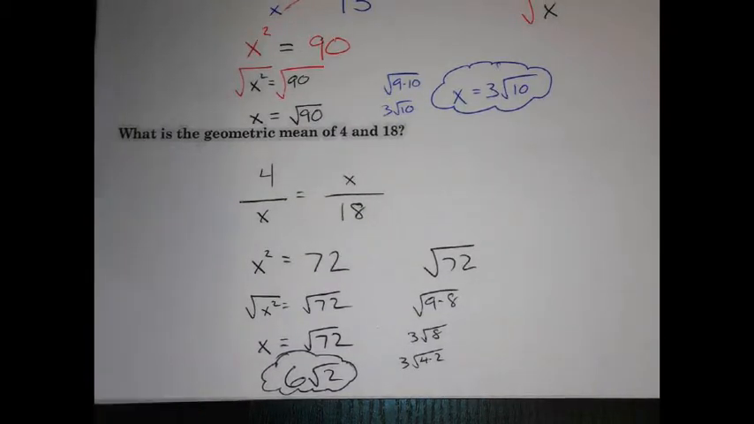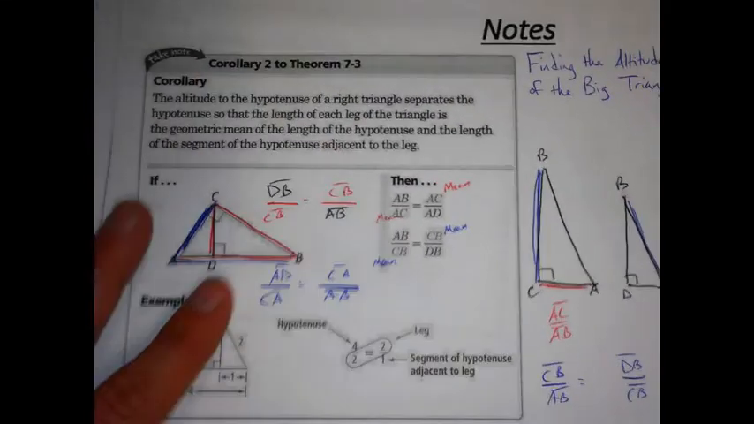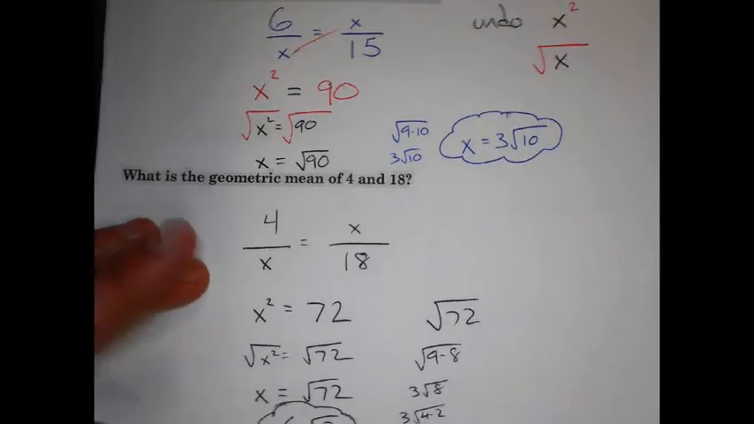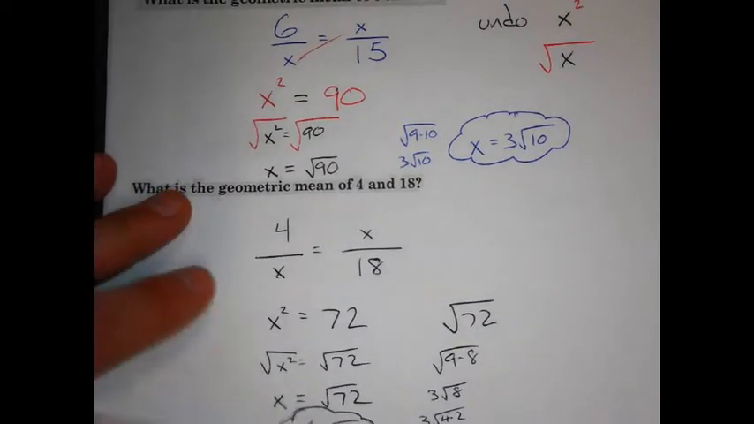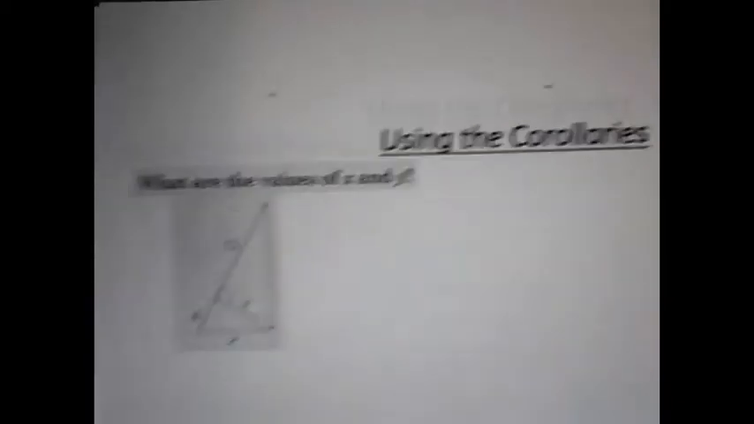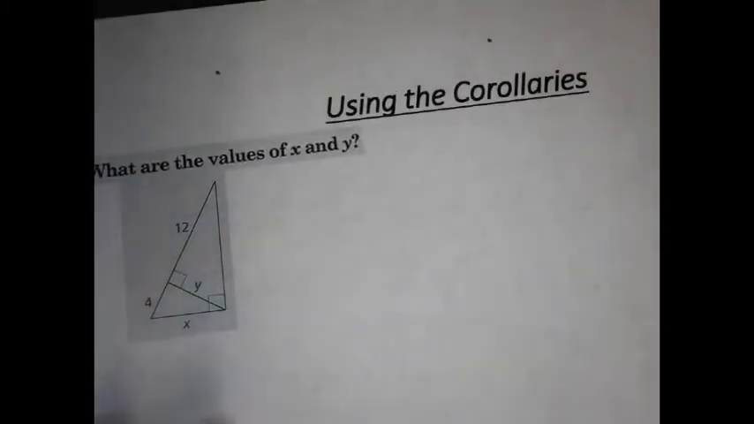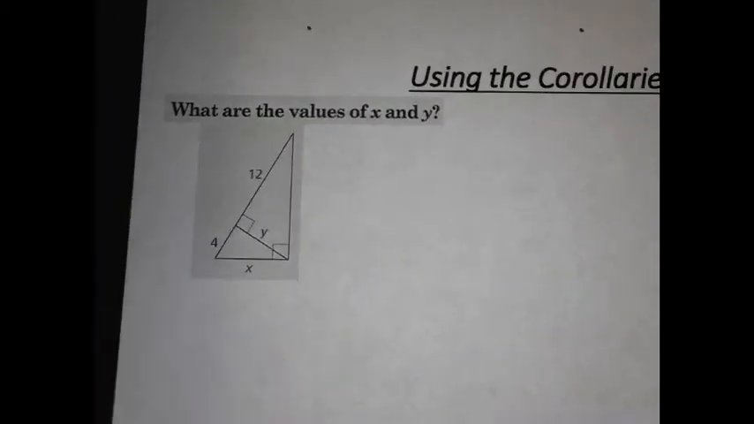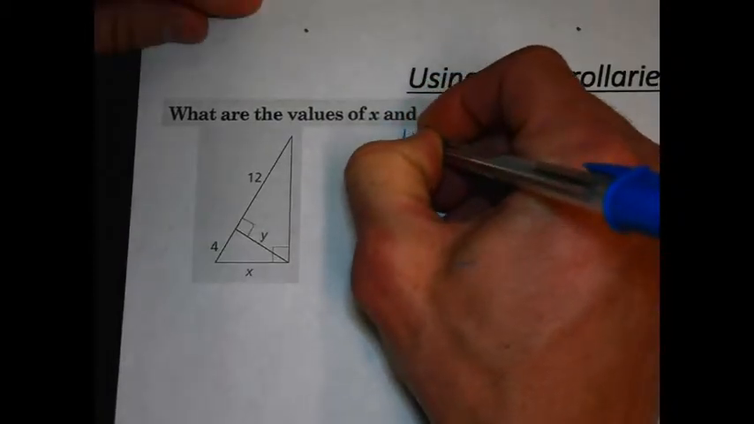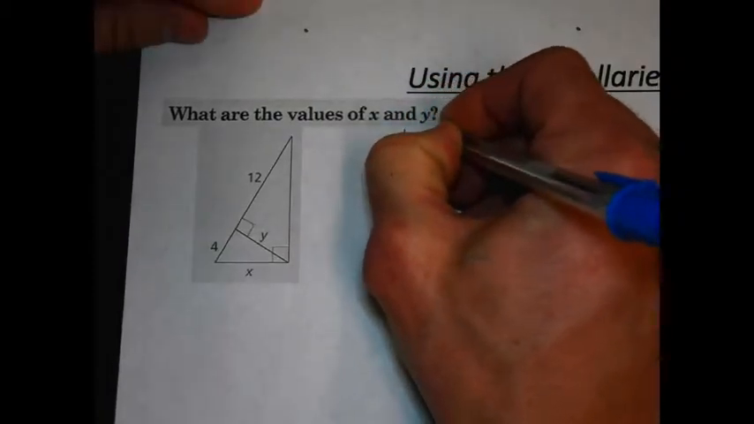But what does that have to do with all of this? Okay, so remember the notes. This is just a little bit of a review. So remember the notes. What do we do with that? We do this. What, in this example, are the values of x and y? How is it that we solve? Now, hopefully we notice that x and y are both altitudes of the big triangle.